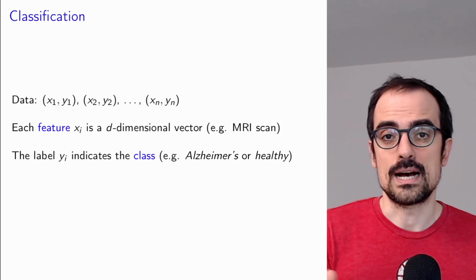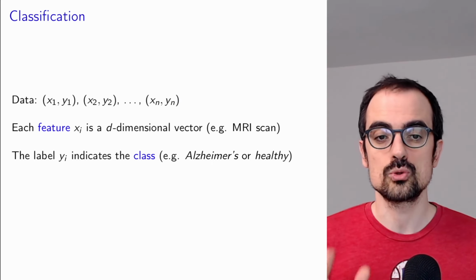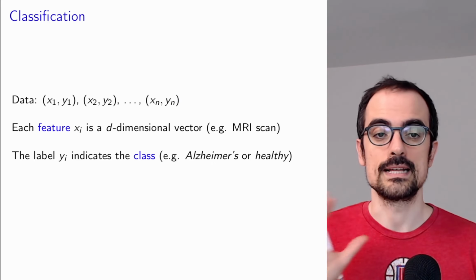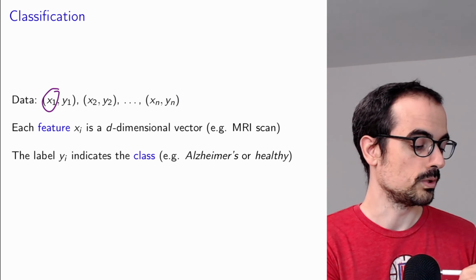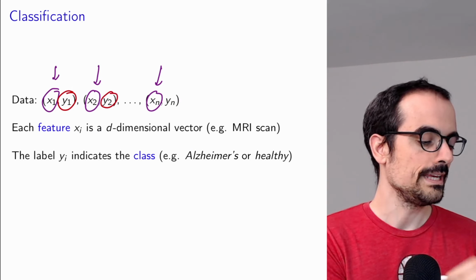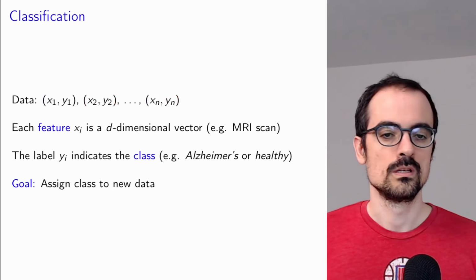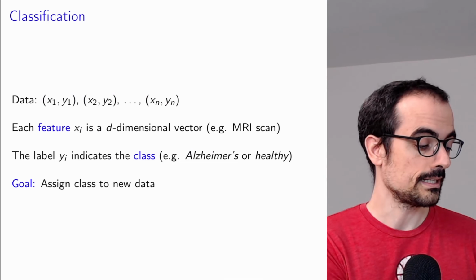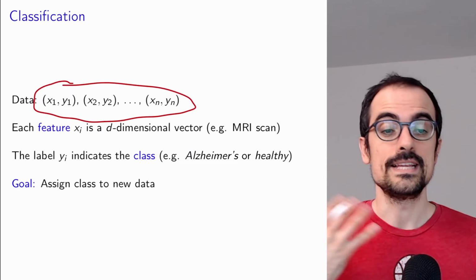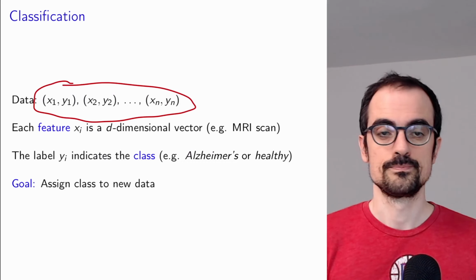In classification, you have a fixed number of classes that each data point can belong to. In our case, we're going to have Alzheimer's and healthy. So here, we would have the features extracted from the MRI. As you will see, it's going to be two features. And this label would indicate whether each of the patients has Alzheimer's or is healthy. Our goal is to use this data to fit a model which can then be used to assign a class to a new feature vector.